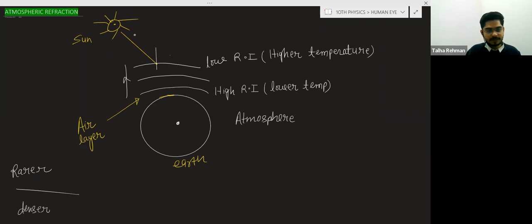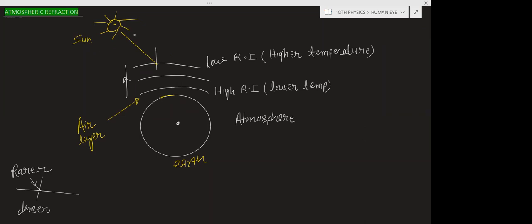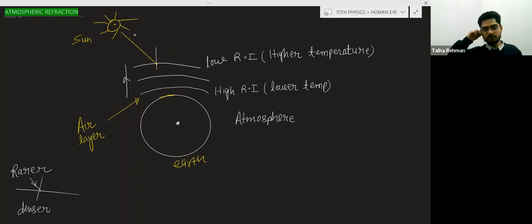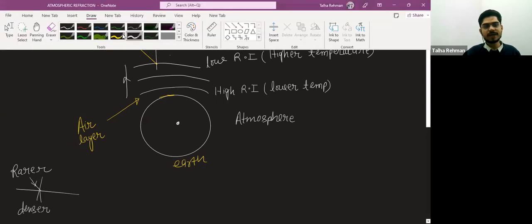So what happens when a light ray is moving from rarer to denser? It will move towards the normal, because it moves from rarer to denser, right? It will move towards the normal like this. So from here also the light ray bends.